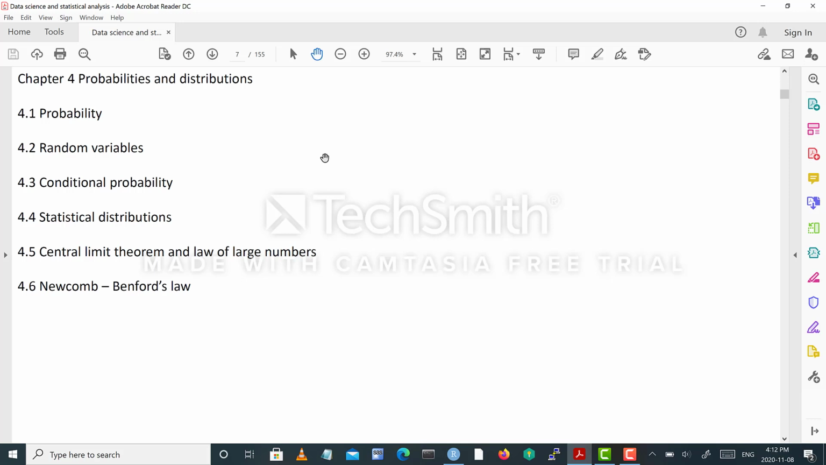Chapter 4 is about probabilities and distributions, starting with the definition of probability and moving to random variables, conditional probability, and some examples, statistical distributions, the central limit theorem and the law of large numbers, and finally explaining the Newcomb and Benford's law.